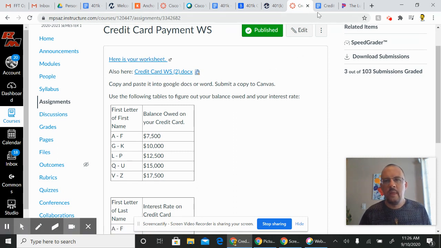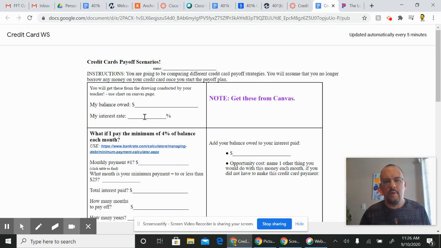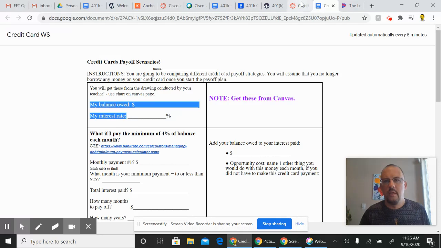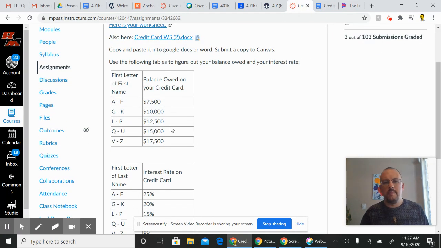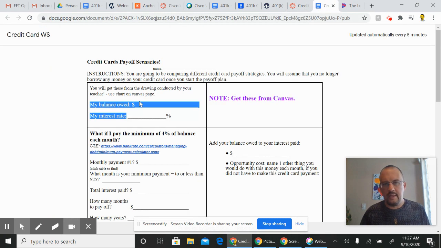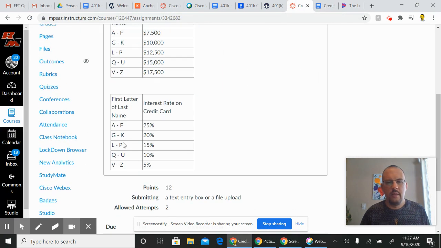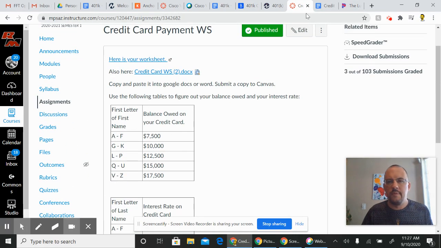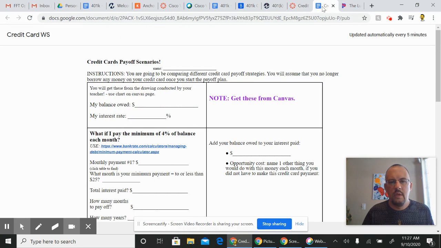Okay, so the first thing you have to do is figure out what is your balance owed and what is your interest rate. See that up on top right there, my balance owed and my interest rate. You just use your first name to get your balance owed. For me, my first name starts with a J, so my balance owed would be $10,000. And then your last name is your interest rate. My last name starts with L, so a 15% interest rate. Just using myself, I would have $10,000 owed, and I would have a 15% interest rate.